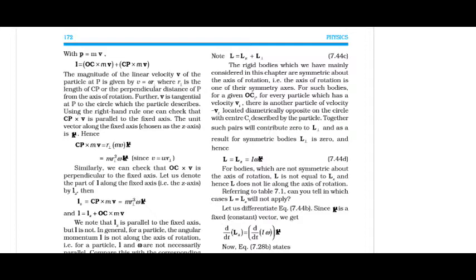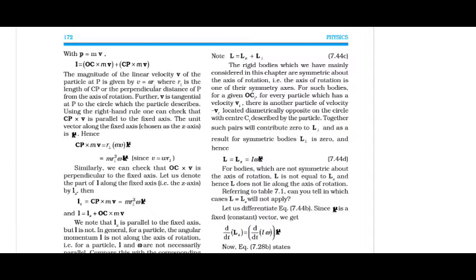For a body which is not symmetric about the axis of rotation, L is not equal to Lz and L does not lie on the axis of rotation. Referring to Table 7.1, can you tell in which case L and Lz will not be equal?